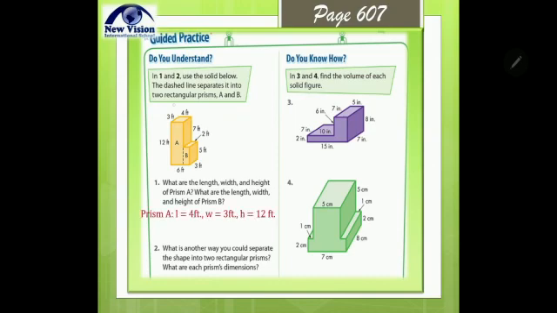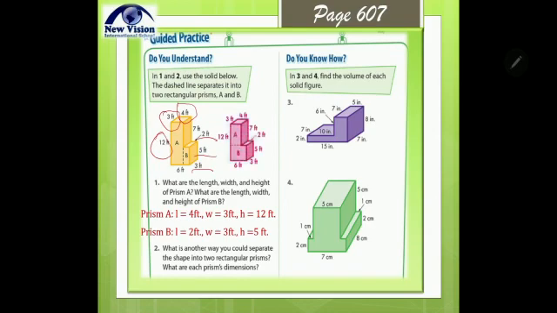For prism A, the length is 4 feet, the width is 3 feet, and the height is 12 feet. For prism B, the length is 2 feet, the width is 3 feet, and the height is 5 feet. What is another way you could separate the shape into two rectangular prisms? What are each prism's dimensions? So aside from dividing it vertically, we can also divide it horizontally. So the dimensions, for prism A, we have 4 times 3 times 7. And for prism B, we have 6 times 3 times 5.